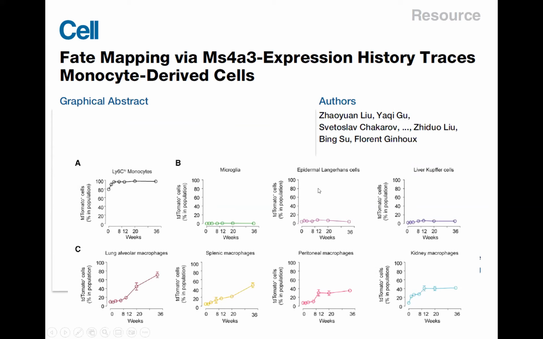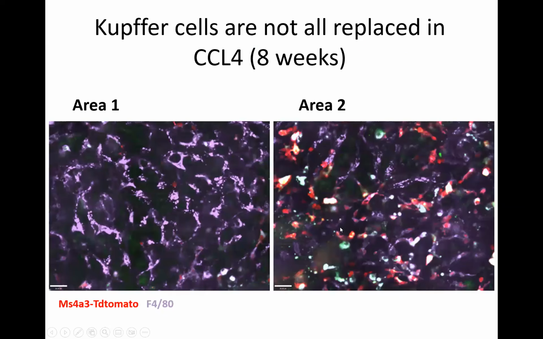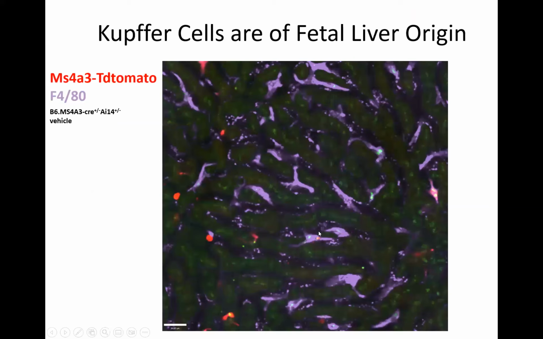And so you can see in the liver, which is the important one here, no monocytes under normal conditions ever come in and replace Kupffer cells. So we then looked, and indeed what you see is these purple macrophages, the Kupffer cells, none of them are red because none of them have come from monocytes. You can see the red monocytes, but they are just traveling through the sinusoids. They are not replacing the Kupffer cells.